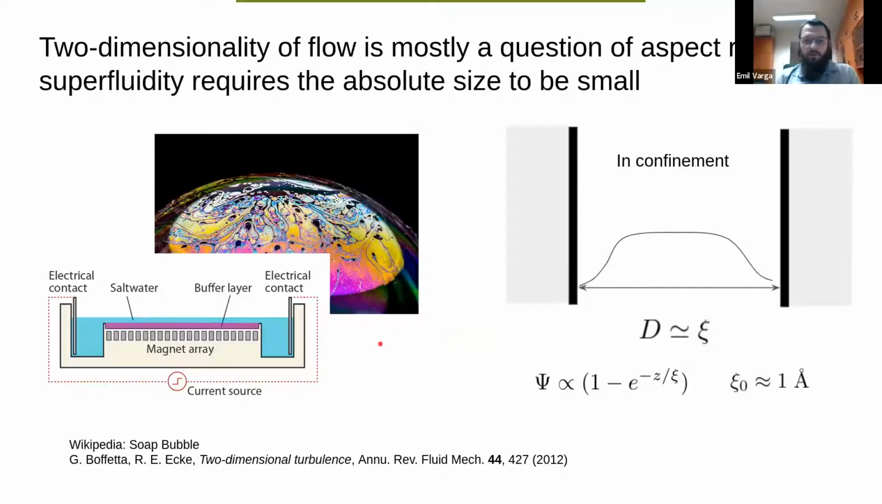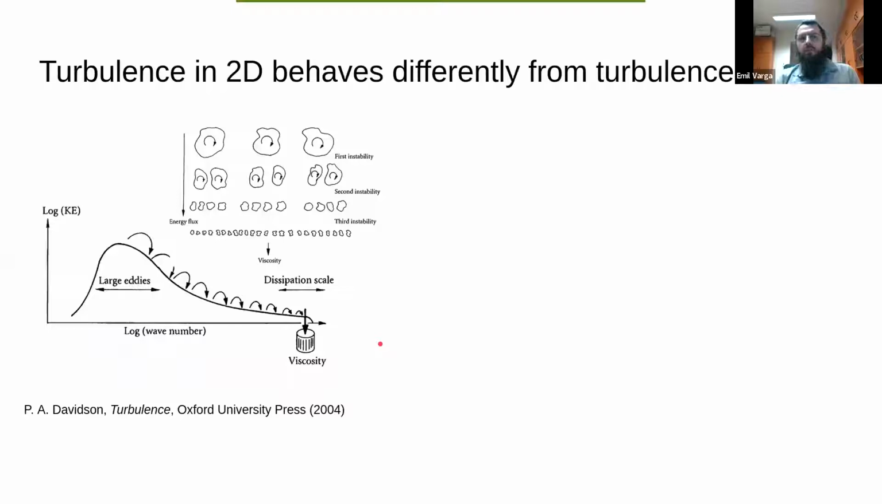But so first, let's focus on turbulence in 2D before we move on to the strong confinement. So why is turbulence in 2D interesting? Turbulence in 2 dimensions behaves very differently from turbulence in 3 dimensions. So just as a very brief reminder, what is the basic structure of turbulence in 3D?